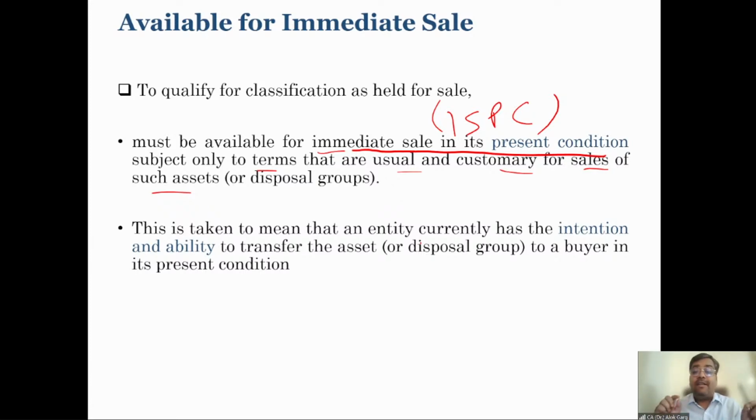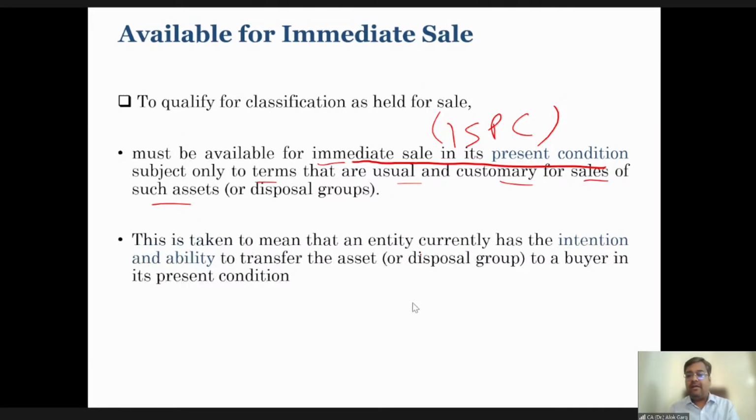So you need to see whether intent and ability both are there. And of course, the time will be usual and customary. So whenever the customer comes, instantly I want to sell that asset, and the time for transferring the ownership and possession of that asset will be usual and customary. Okay, clear? Is it clear?